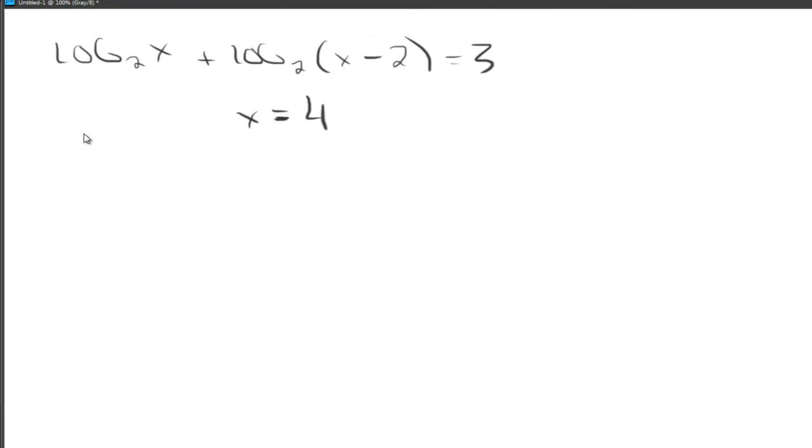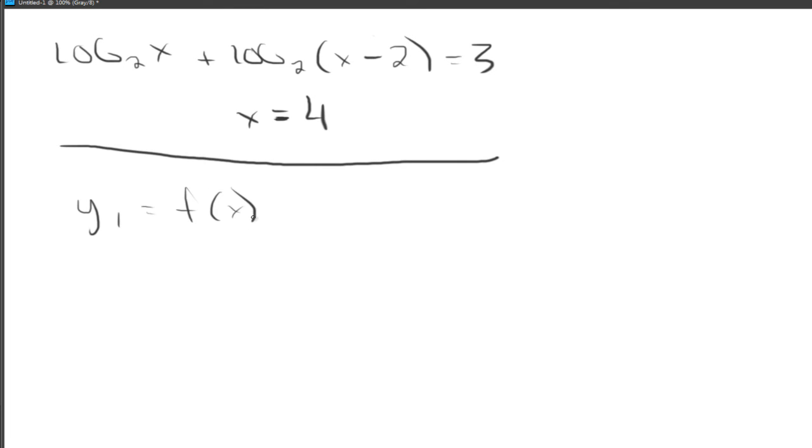Alright, so we found this solution, x equals 4, to this equation analytically, meaning by hand. Now let's verify it graphically, or find it graphically. We can't graph an equation using graphing technologies. We have to graph functions. So I'm going to call the right side of the function, we'll call that y1, or f of x. So just y equals 3 is the right side.